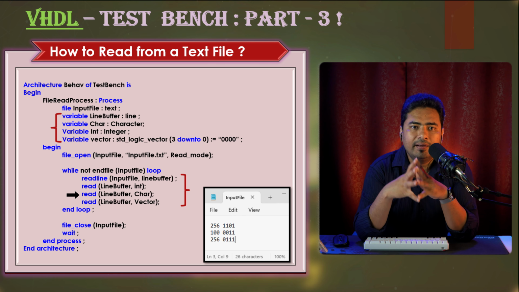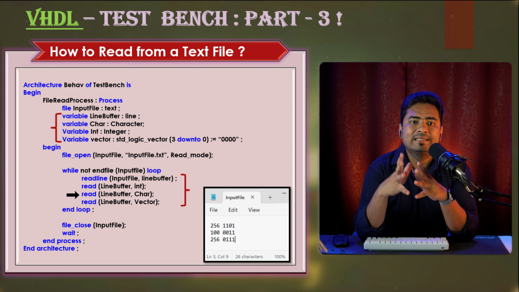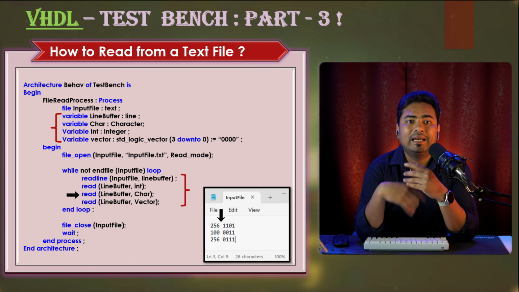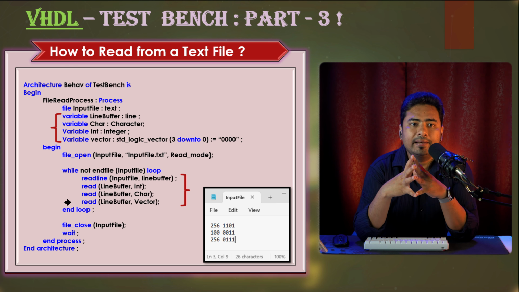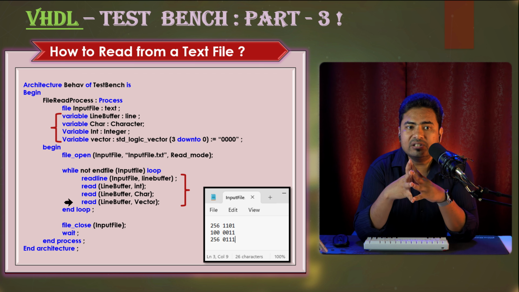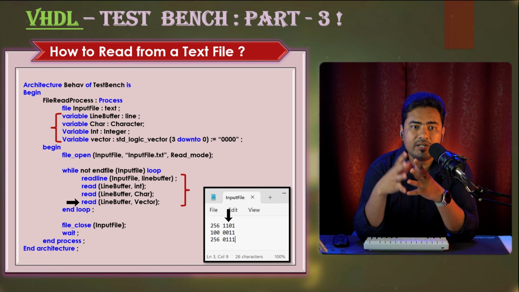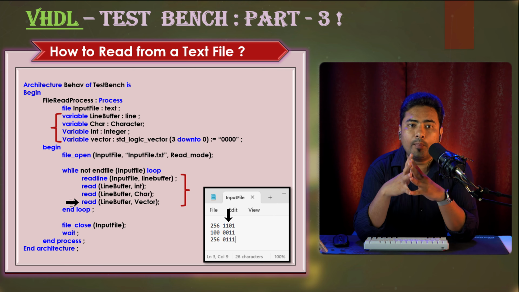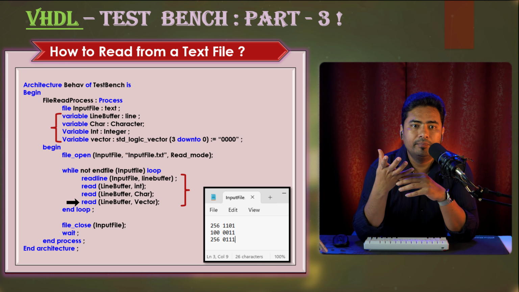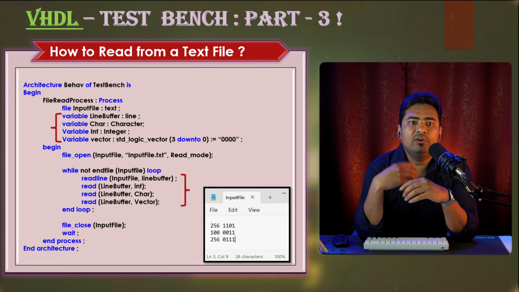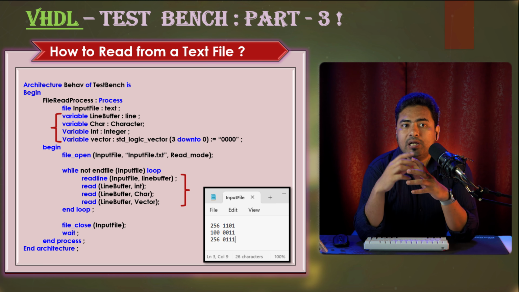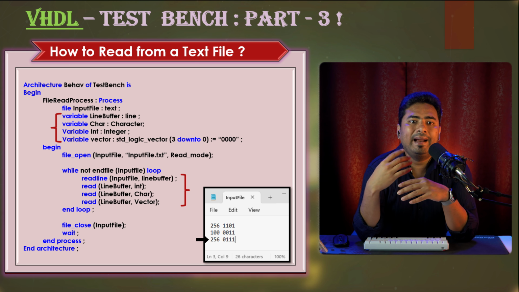Second line is read(line_buffer, char); this will read the space character from the line buffer and copy it into the character variable. Third line is read(line_buffer, vector); this will read 4-bit std_logic_vector data from the line buffer and copy it into the vector variable. And now end loop; So this cycle will run 3 times because after 3 times we reach the end of file.